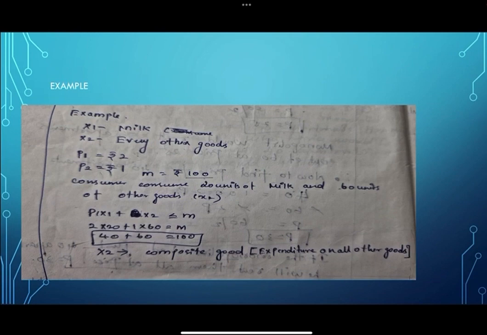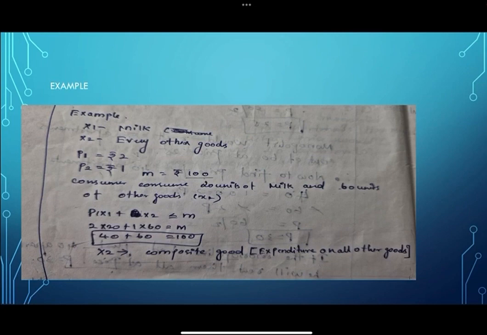Why is this called the budget line? See, budget line and budget set are quite different. Budget line means you're spending all your income on those commodities. For example, if you have ₹100, you're spending the entire ₹100 on those two commodities. That is called the budget line. But budget set is when you're consuming within your income, not beyond your income.